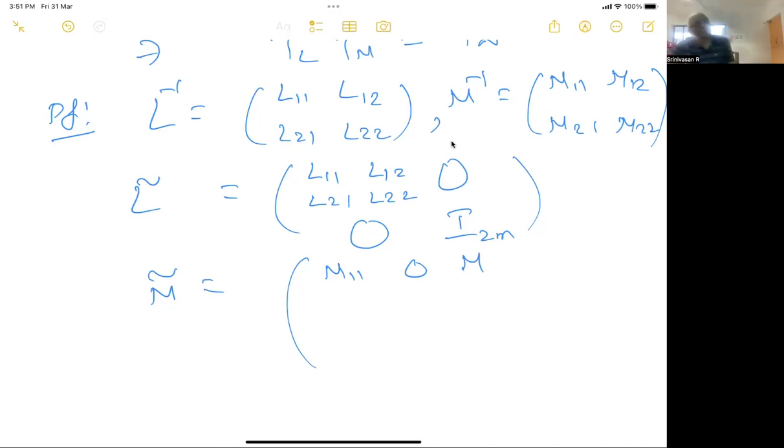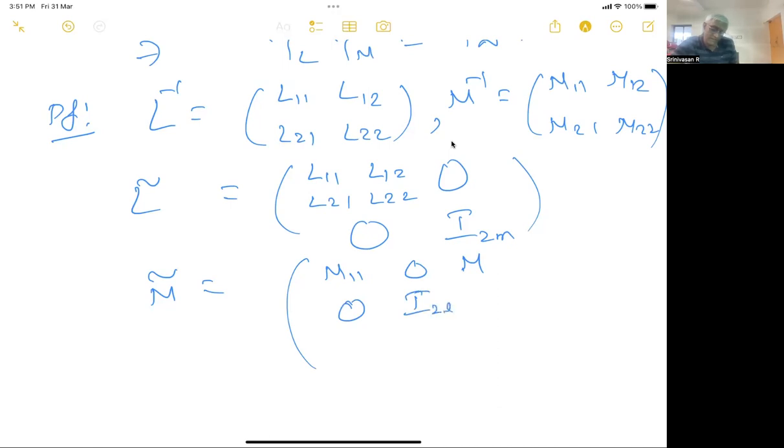This will be, I mean, the top one, L is just a 2N plus 2L size matrix. And so the right block matrix you have to remember. And here it should be 0. Here I have the identity, identity 2L, 0, and M21, M12, M22, 0. So I have amplified like this.